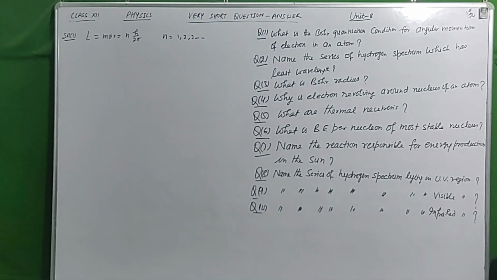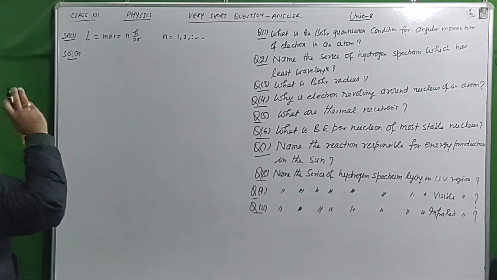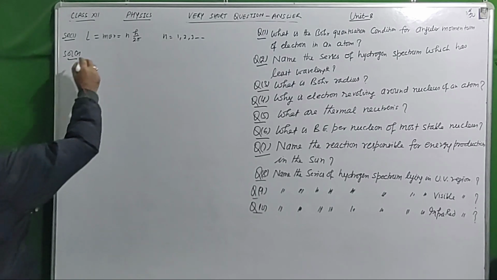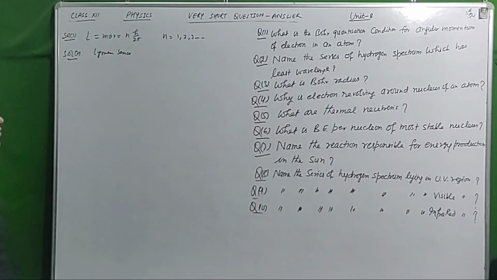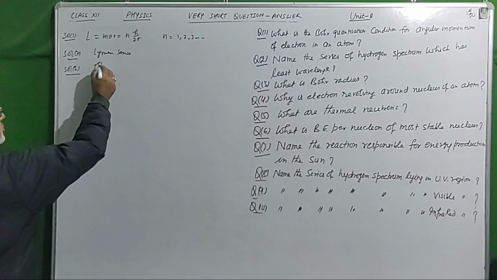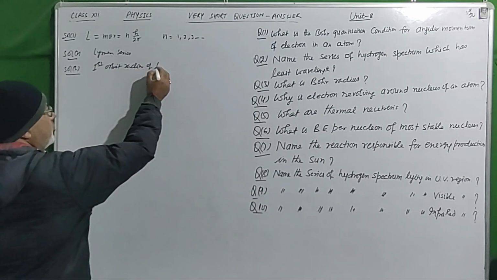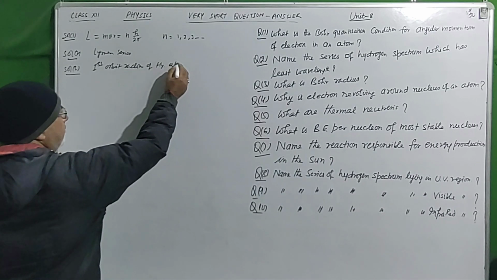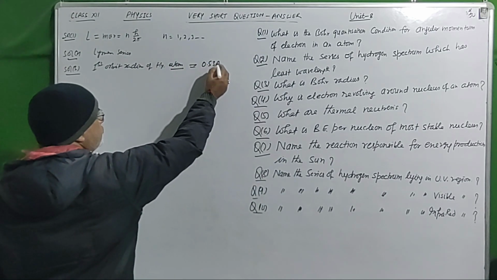Name the series of the hydrogen spectrum which has the least wavelength. Which one has the least wavelength? The hydrogen spectrum has the Lyman, Balmer, Paschen, Brackett, and Pfund series. So Lyman. Lyman series. What is Bohr radius? The first orbit radius of the hydrogen atom is called Bohr radius. It is equal to 0.53 angstrom.